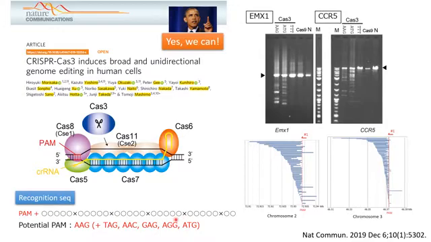Another feature of Cas3 is the CRISPR RNA recognition size, which is 27 nucleotides in total, longer than the 20 nucleotides of the Cas9 guide RNA. So we hypothesize that this longer recognition by the Cas3 CRISPR RNA may give more specificity in genome editing.